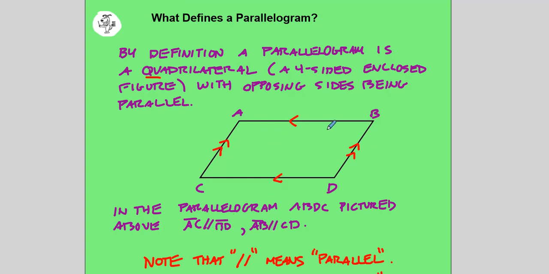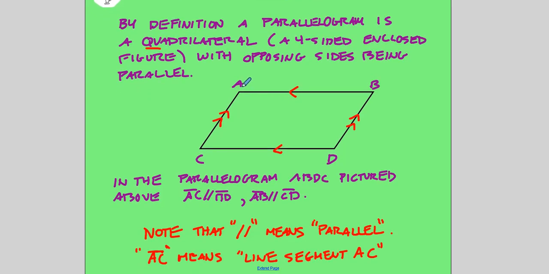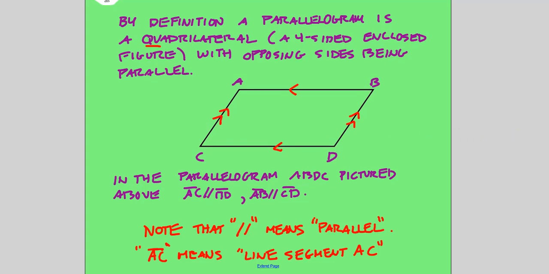And then segment AB is parallel to segment CD. Notice I'm naming this parallelogram as I go around it, clockwise. Parallelogram ABDC. You don't have to start at A, you could start at B. In fact, you could start at D or C. You could go either clockwise or counterclockwise. I could call this parallelogram BACD. I talk about that in more detail in my video on classifying quadrilaterals.